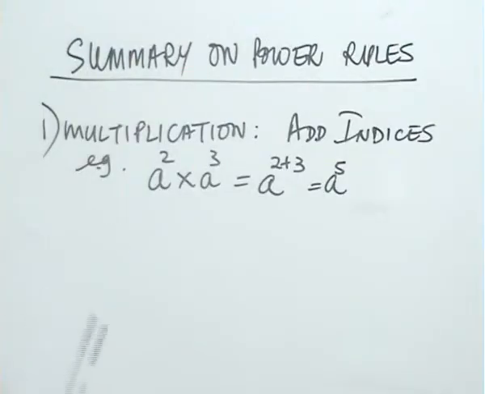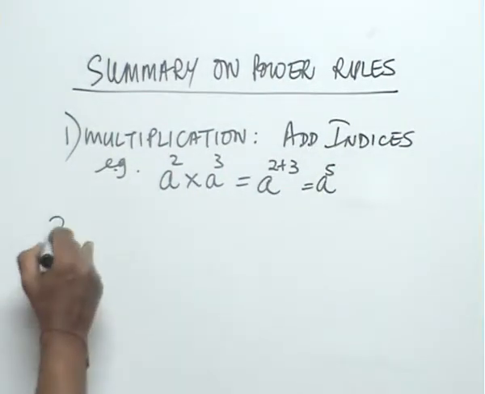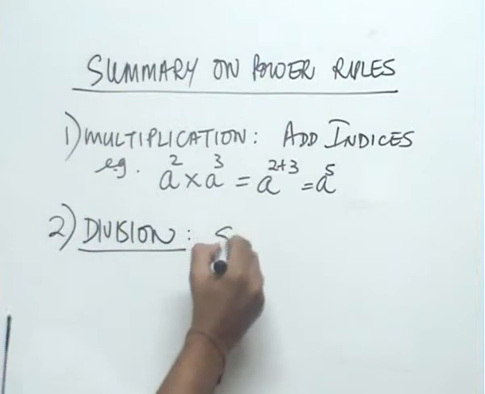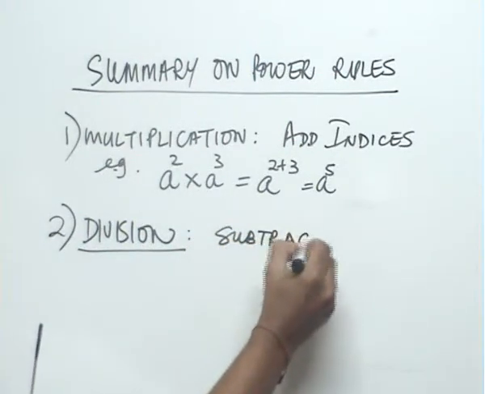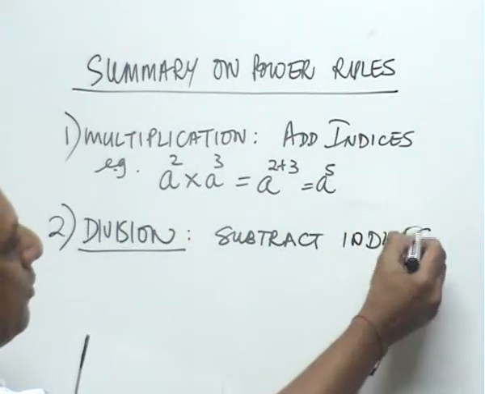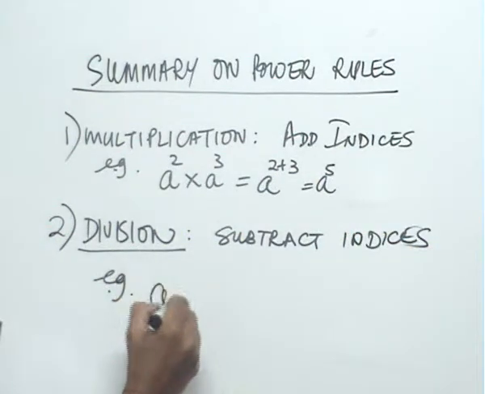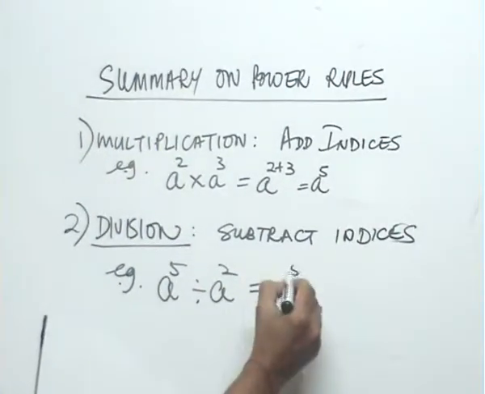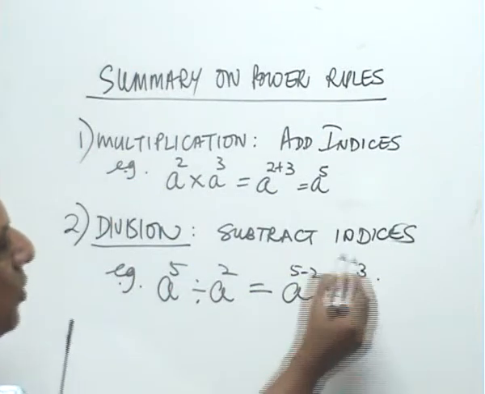Alright, before you do exercise 9, you need to have a summary on power rules. There are basically 3 rules that you know. Firstly, the multiplication rule. You add the indices. For example, a squared times a cubed is equal to a, 2 plus 3, a to the 5. Then you've got the division rule, where you've got to subtract the indices. For example, a to the 5 divided by a squared, write down the common base a and subtract the indices, and you get a cubed.